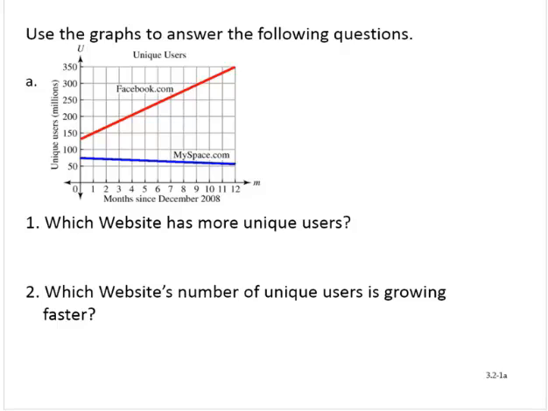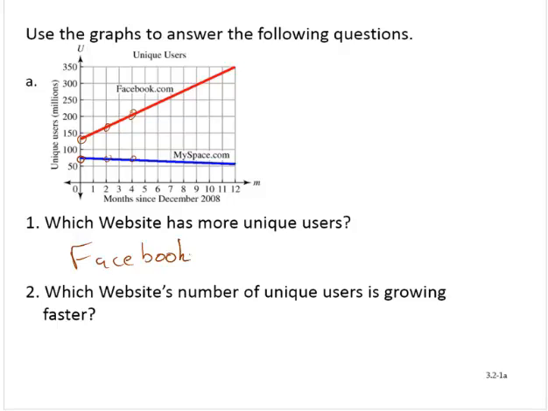And so we see, for example, in the original month, in month 0, which would be December of 2008, that MySpace had about 75 million unique users, and Facebook had 130 million unique users. And notice that if we look at any month, the number of unique users for Facebook is greater. So which website has more unique users? Facebook.